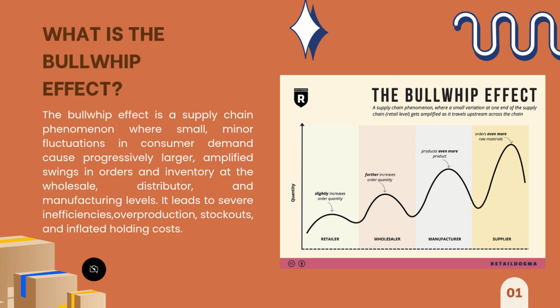The Bullwhip Effect is a supply chain phenomenon where small, minor fluctuations in consumer demand cause progressively larger, amplified swings in orders and inventory at the wholesale, distributor, and manufacturing levels. It leads to severe inefficiencies, overproduction, stockouts, and inflated holding costs. This is the diagram of the Bullwhip Effect.